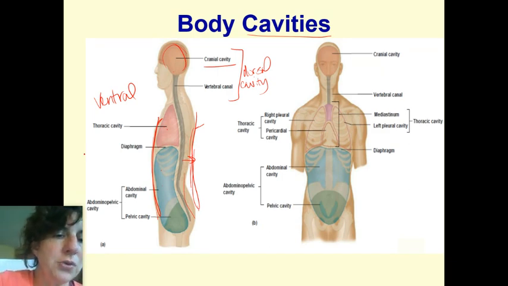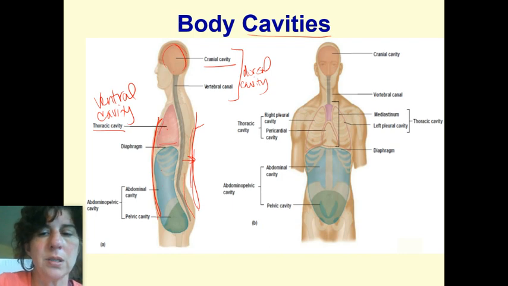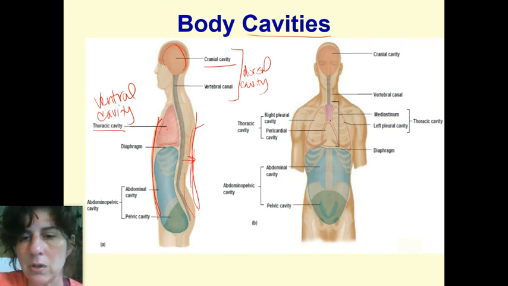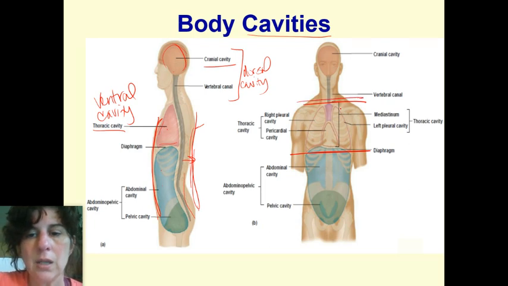Then the ventral cavity is subdivided into these right here. What you see in pink is thoracic, and thoracic has its own subdivision. So let's come over to this other picture. Here is thoracic, from here to here. Within the thoracic cavity, the chest, you have the pleural cavities, which are the lungs.